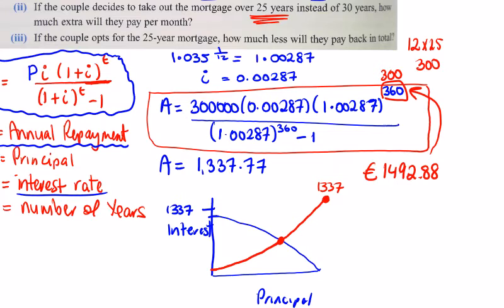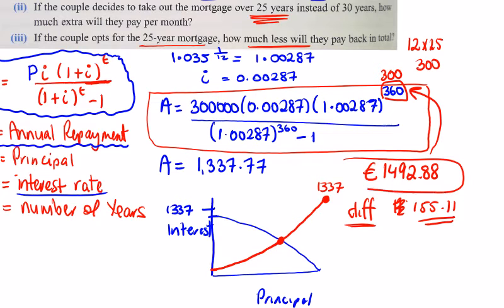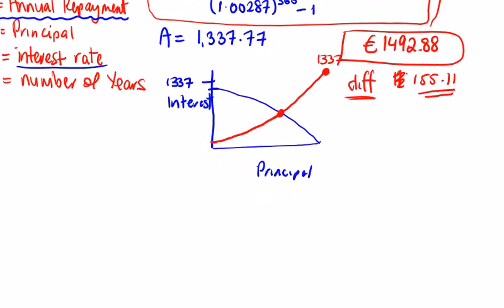And then if they offer the 25, how much less will they pay back in total? Well, that's just the difference between the two. What is the exact difference there? The difference, just calculator use. So it's actually going to be 155.11. 155.11 is the difference on my monthly payments, and that's going to last for. So they offer the 25. How much less will they pay back? So even though they're paying slightly more, they're going to end up paying back less.